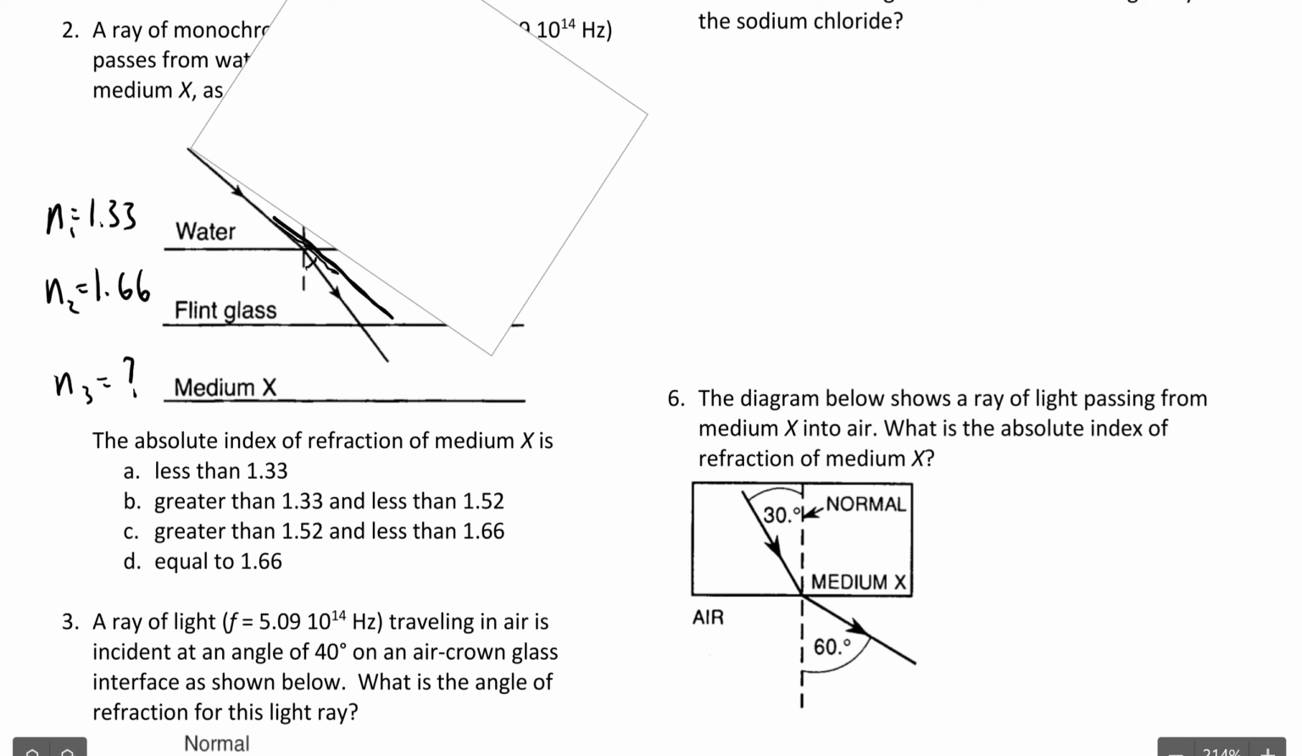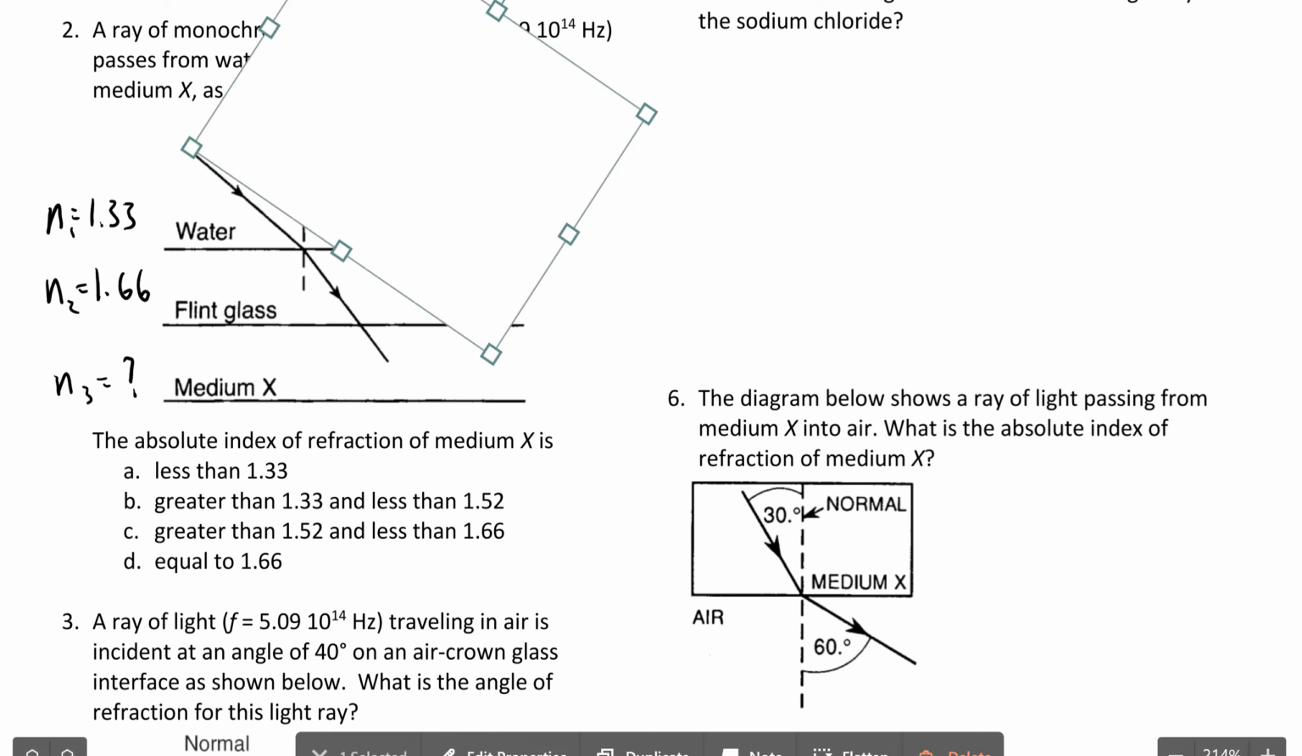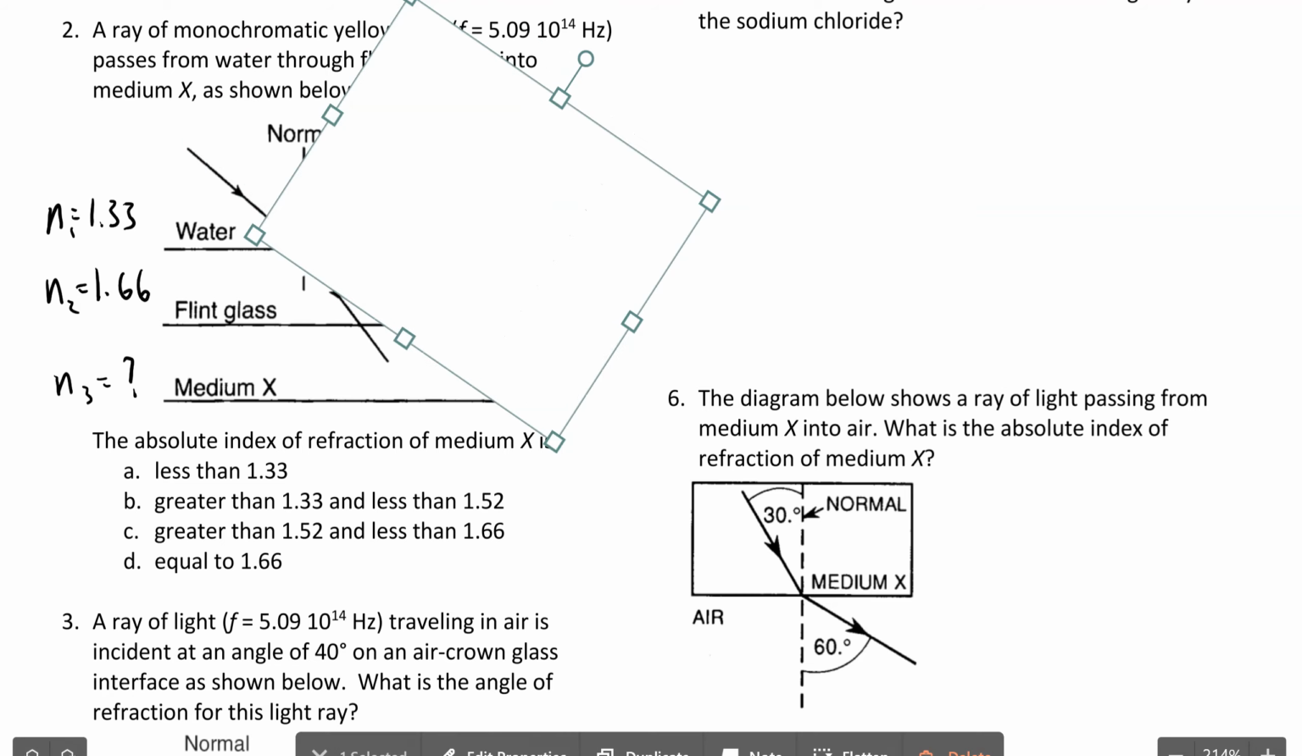So this is what it would have been, but now it bends when it hits the flint glass because flint glass has a higher index than water does. Well, what happens when it goes from flint glass into medium X? Is it going to bend towards, bend away, or does it stay the same?